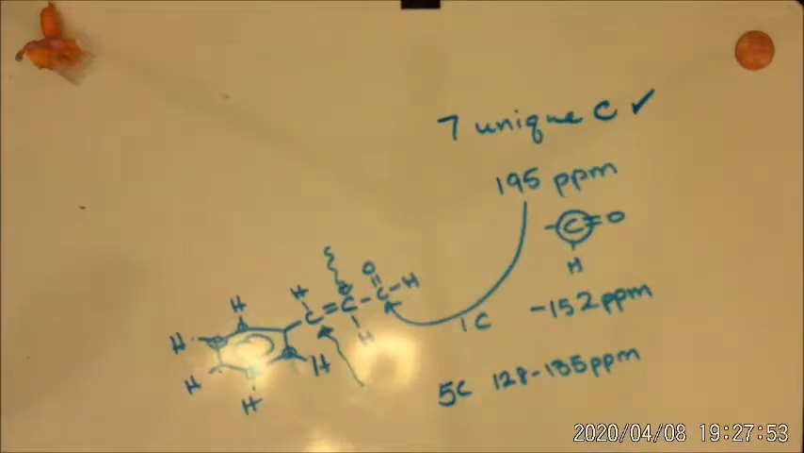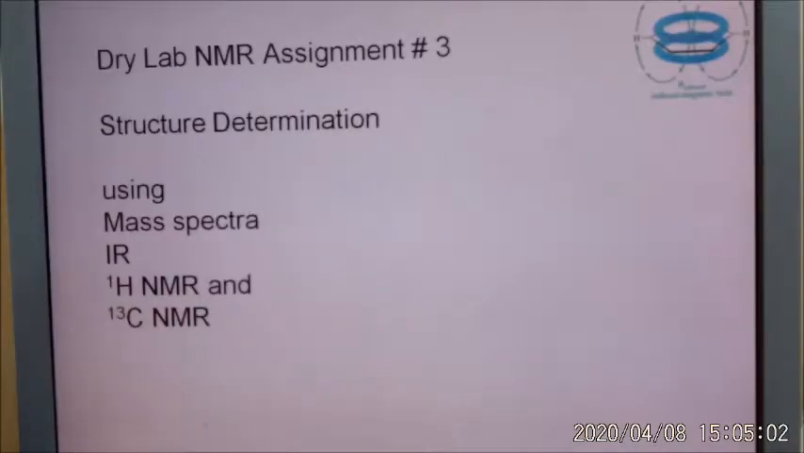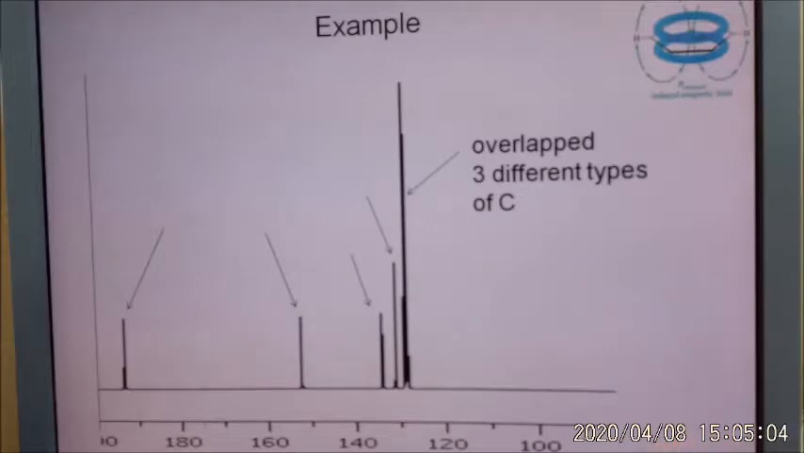And that's how you would assign your spectra, and that's how you would determine your structure. Okay, so good luck on your dry lab assignments for structure determination. It's just doing a jigsaw puzzle, and actually you'll find it's a lot of fun. So let's go through. When you're done with this, what it looks like then is this. Let me just go to the end and show you what I think it's going to be.